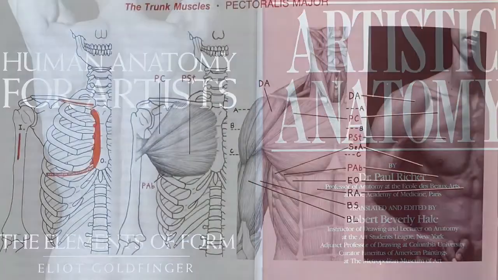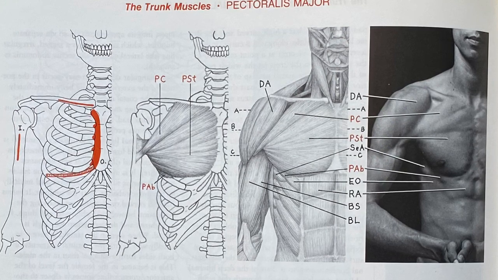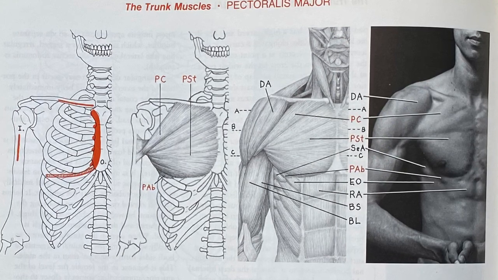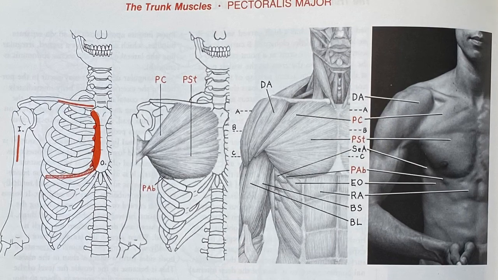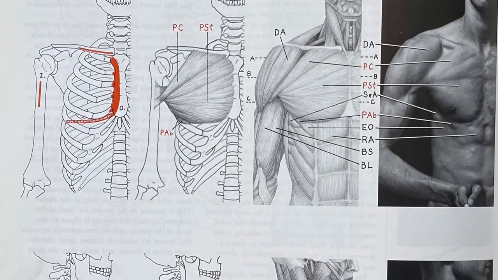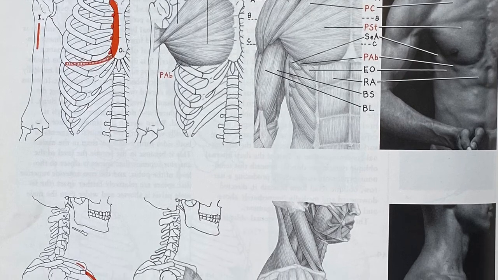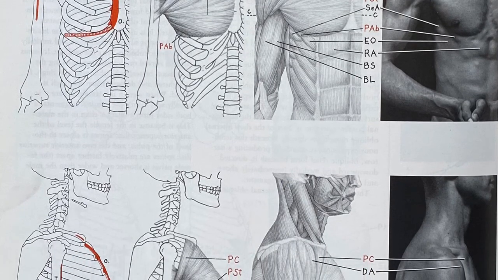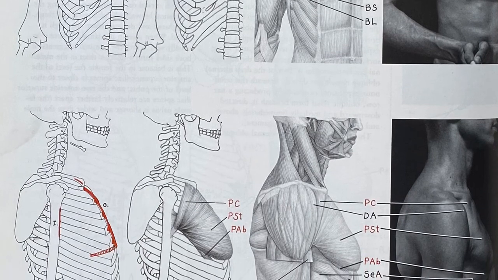What he's showing you here is the origin and insertion of the muscle itself, the pectoralis major, on the left, then the muscle in isolation, the second image. The third image is the muscle with the other muscles around it. And on the right, we have a photograph of a male, which shows the muscles as they appear in surface form. Then we have the same thing from the side. So it's a very thorough book.